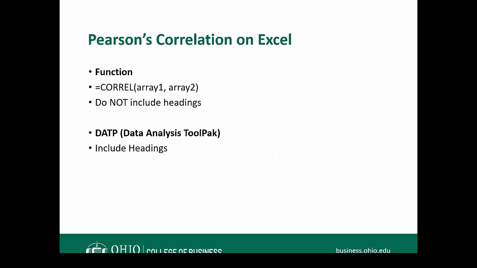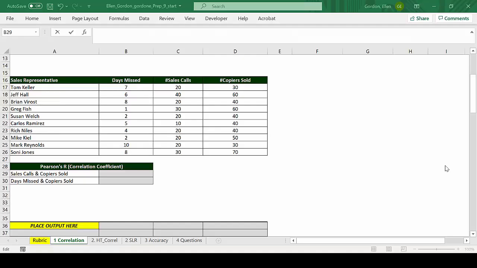There are 2 ways to conduct a Pearson's correlation in Excel. One way is using a function, the CORREL function. What you do is select your 2 variables and do not include the headings. The second way is to use the data analysis toolpack. When you do that, you would want to include the headings. So now I'm going to show you how you can do those in Excel.